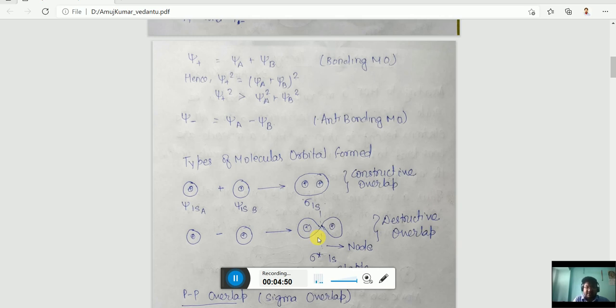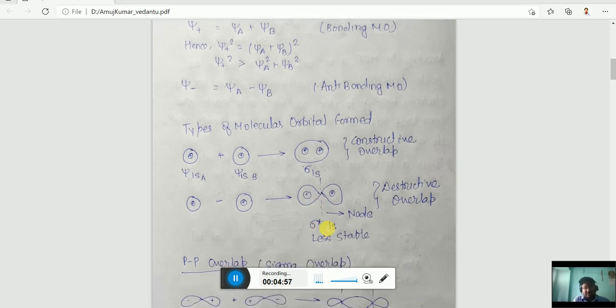How one nodal plane is created in destructive interference can be asked. This is named sigma star 1s, which is less stable, and sigma 1s is more stable, because this forms constructively and this forms destructively.